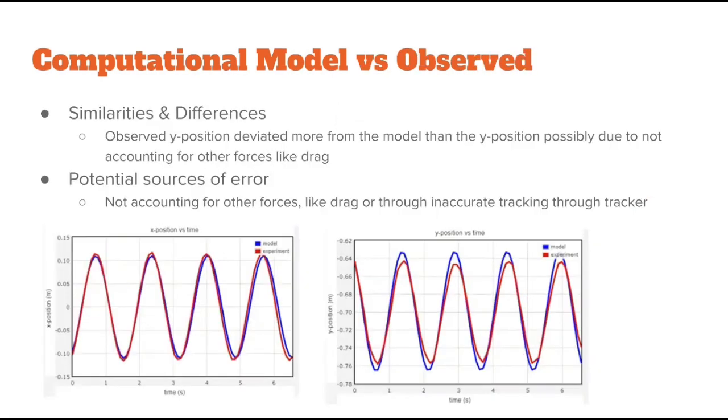So the observed Y motion deviated more from the model than the X position motion, and this is possibly due to not accounting for forces like drag. Another potential source of error would be inaccurate tracking through Tracker. Here we see that the X motion from the experiment aligned more closely to the model, whereas the Y position motion did not follow as closely. And there are some gaps that we see here.